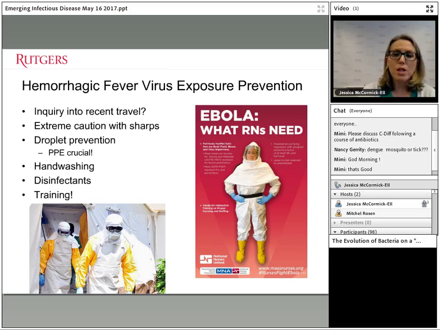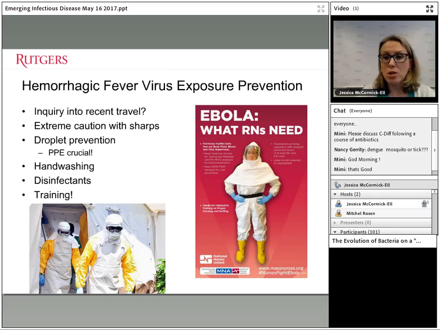The other thing that's really important here is hand washing. Hand washing is crucial, and not just always with the antimicrobial materials that are in healthcare settings, but using soap and water. The hand sanitizers do not remove infectious materials. So if you're working with a patient who's very sick and you think it's a hemorrhagic fever virus, then you need to really remove the materials, and the best way to do that is soap and water.